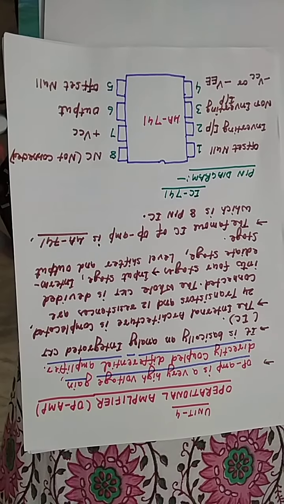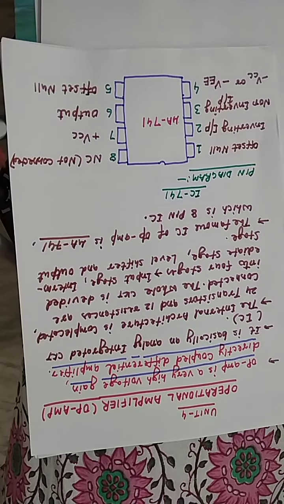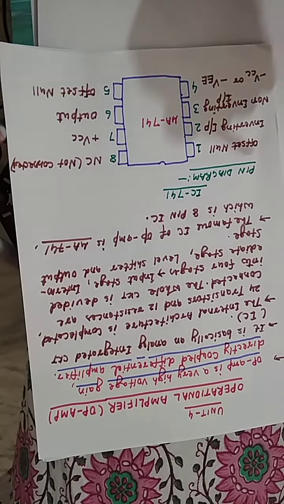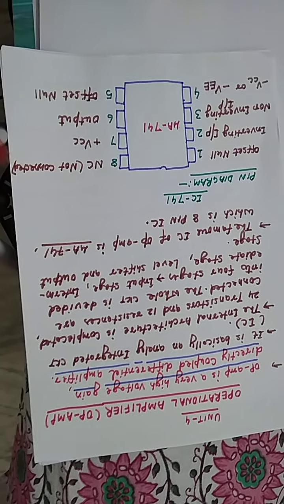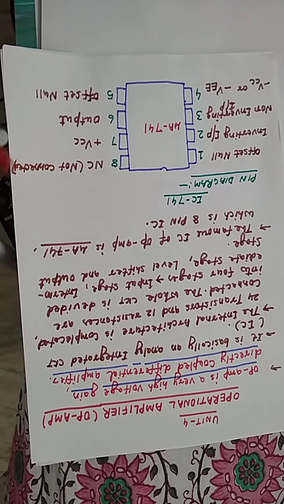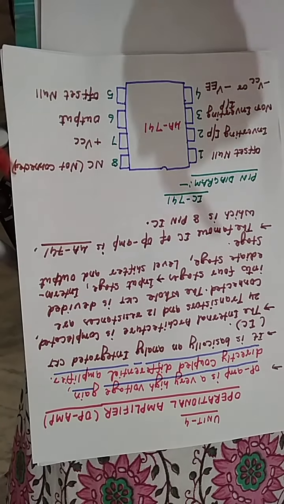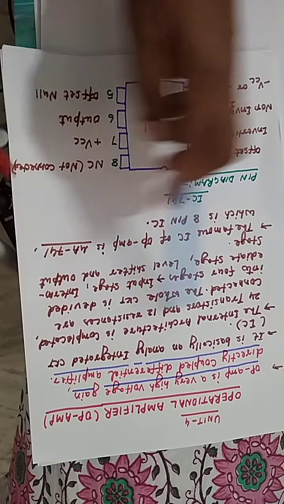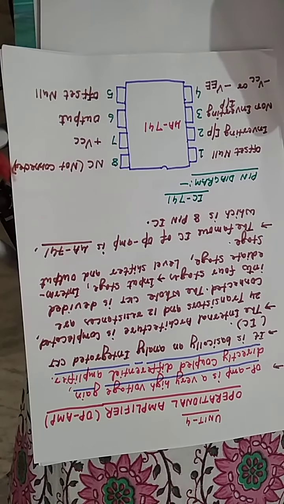Dear students, I am going to start the operational amplifier, known as op-amp. It is basically an integrated circuit. Around 24 transistors and 12 resistances are connected in this circuit. The internal architecture of this op-amp is very complicated, but the manufacturer made it in terms of an 8-pin IC.